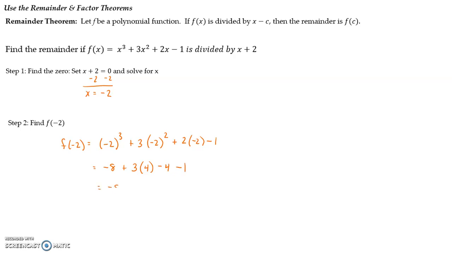So let's go ahead and simplify this. We've got -8 plus 12 minus 4 minus 1. So once we add those numbers together, this is going to give us a value of -1. Right, so our remainder after we do this division is going to come out to be a -1. And let's go ahead and verify this.